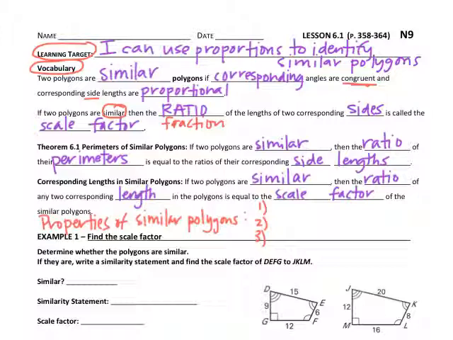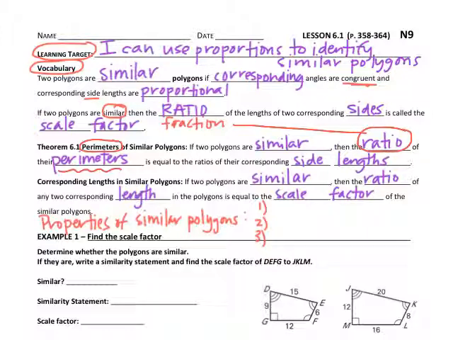Now we have Theorem 6.1, perimeters of similar polygons. So just a reminder, perimeters are the measurement of all of the sides added together. So it's the distance around a polygon. If two polygons are similar, then the ratio of their perimeters, the distance around them, is equal to the ratios of their corresponding side lengths. So just a reminder, as I stated previously, a ratio is a fraction. So when we look at ratios, we're just looking at a number over another number. We'll have some practice at that in this lesson.